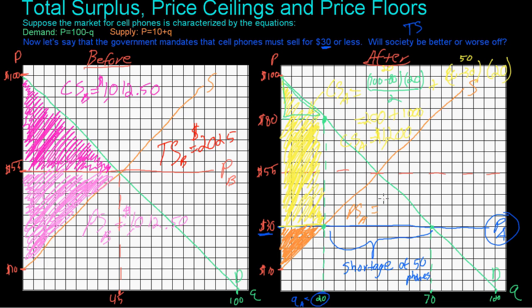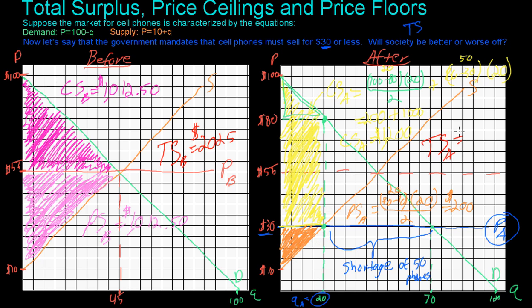So this is just going to be 30 minus 10, which is the length of this side right here, times the base, which is 20, divided by 2. And 30 minus 10 is 20. 20 times 20 is 400, divided by 2 is 200. So now we have the producer surplus after. And so producers are way worse off because $200 is way, way less than $1,012.50.